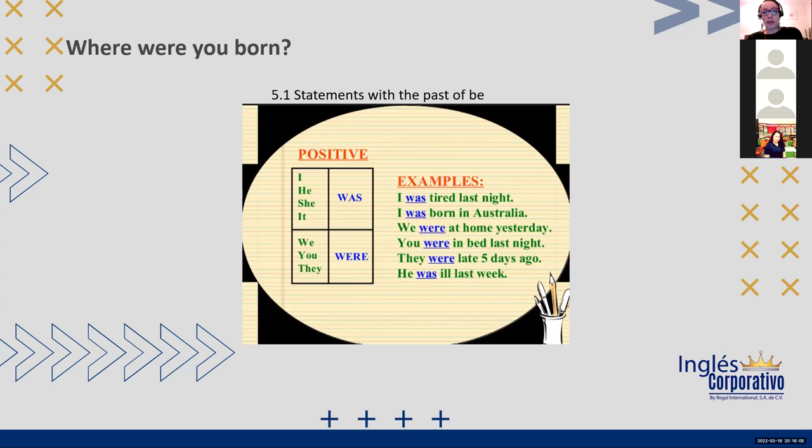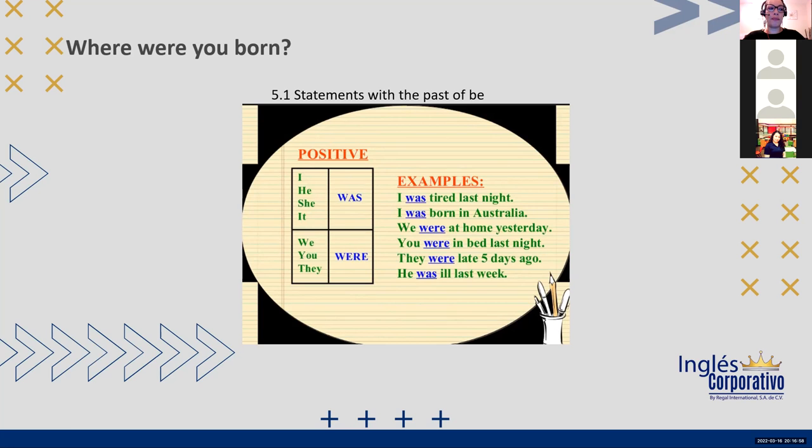Now, the statements with the past of be. As you may recall, maybe you have studied this topic before, the verb be in past is conjugated as was and were. Okay, in present, you remember that the verb be is am, is, are. But in past, it's only two, it was and were. And for the singular subject, I, he, she, it, we're going to use was. For we, you, they, we're going to use were. Okay.